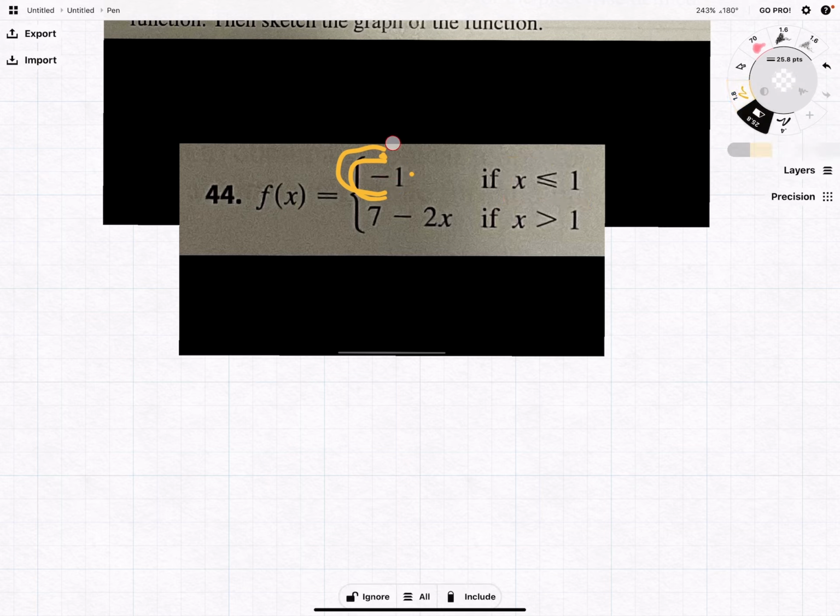Then, anytime you have an x value greater than 1, you're going to use this rule for your function, 7 minus 2x. And that's all the piecewise function is.